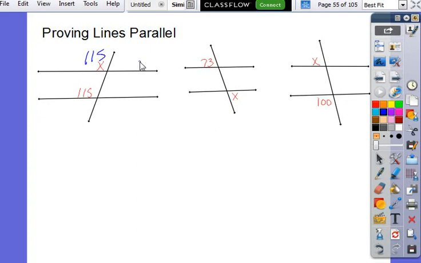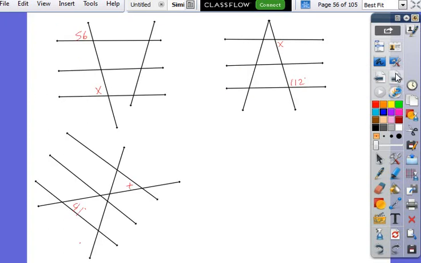The second one, alternate exterior. Alternate exterior has to be the same. So that would have to be 80. Last one is consecutive. Any consecutive has to be supplementary, so we do that. So if it says prove the lines parallel, all it's asking for is what number would you plug in and make it true? All right, do those three right there.